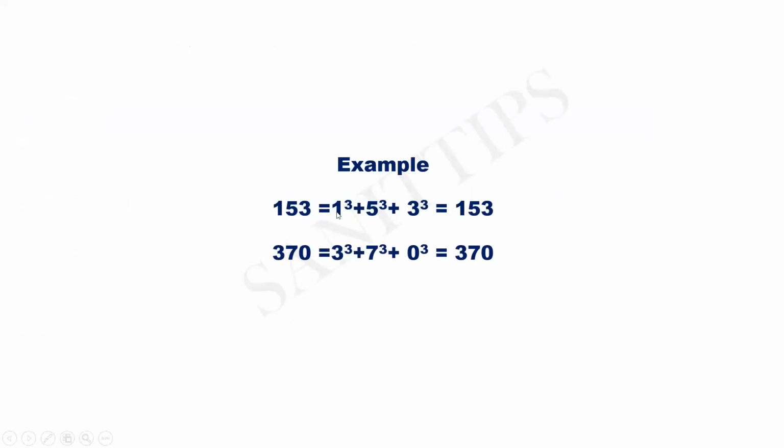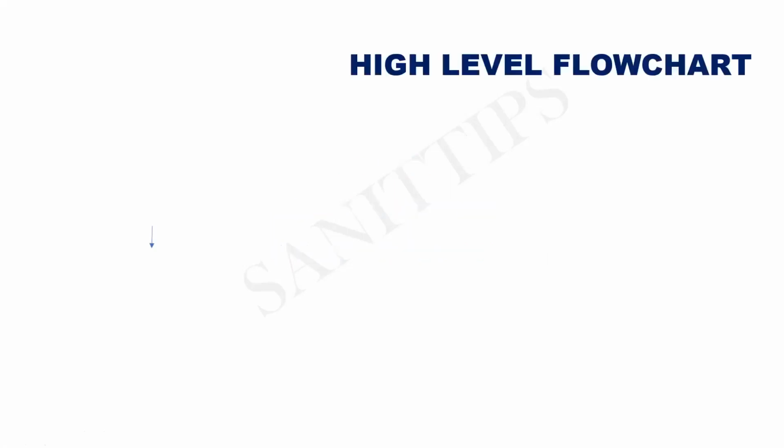So 153 is equal to 1 cube plus 5 cube plus 3 cube, equal to 153, the number itself. So it is an Armstrong number. Another example is 370. 3 cube plus 7 cube plus 0 cube gives 370, the number itself. So 370 is also an Armstrong number.